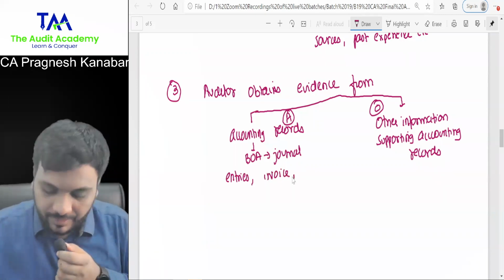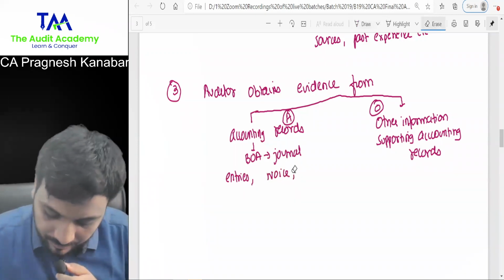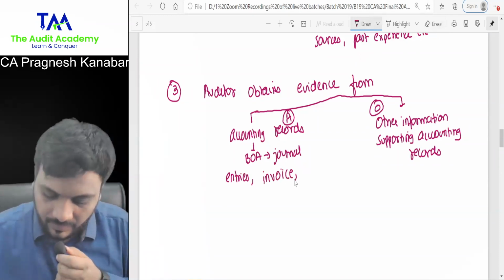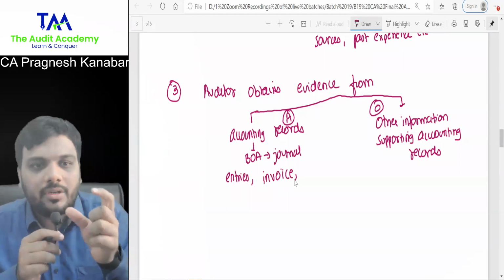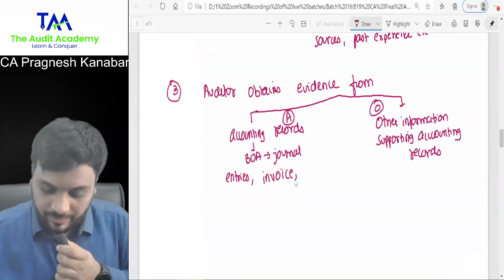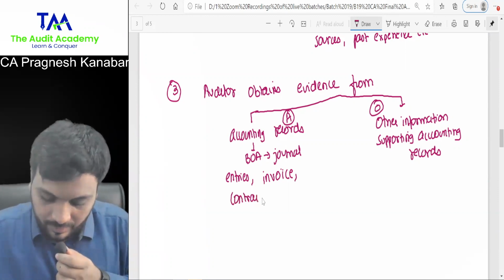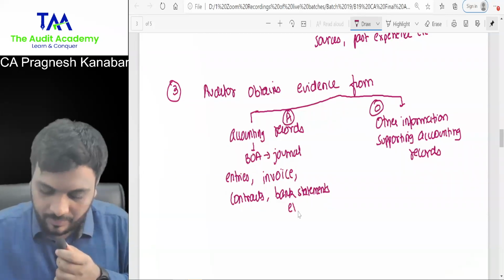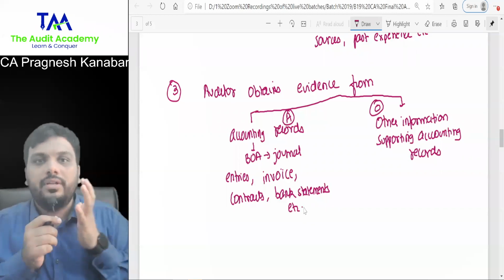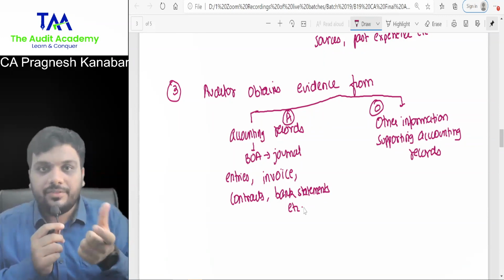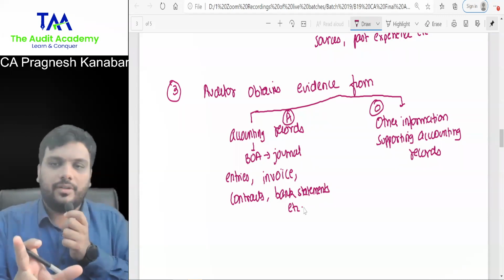invoice, in fact the contracts, because anything based upon which the accounts are prepared is accounting record. Contracts, bank statements, etc. All of this is accounting record only. All right, the checkbook, the electronic transfer entries, all of this is accounting record only.